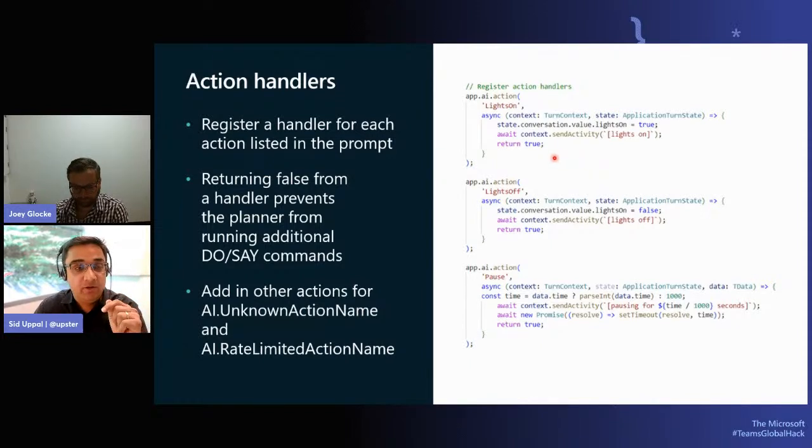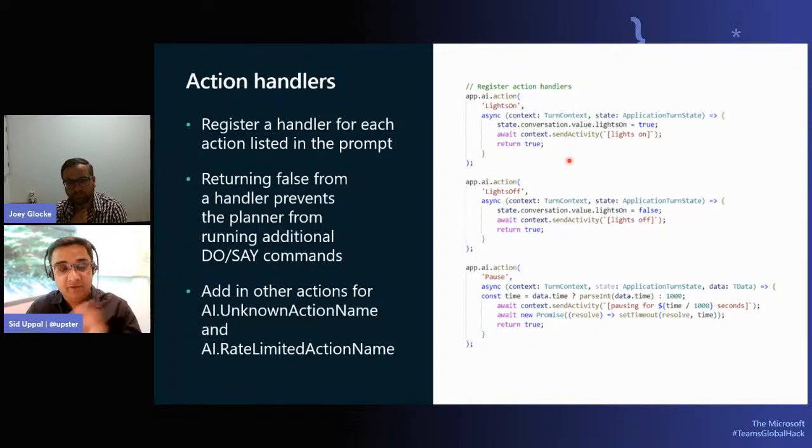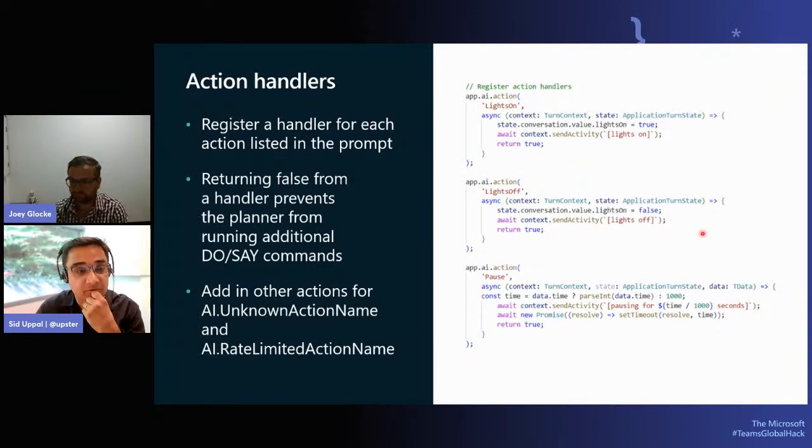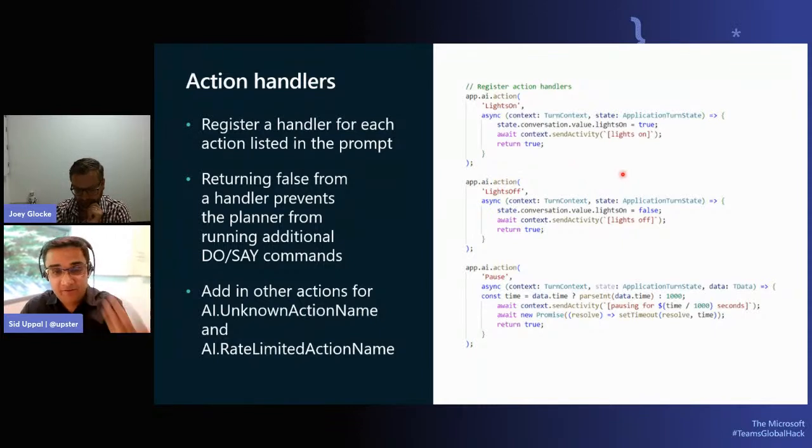The other thing I would point out is that the return value here decides whether the actions will be chained or not. If there's an action where you want the chaining to stop, you can just return false, and we would stop executing the subsequent actions the AI wants to be executed. So these are the three actions here: lights on, off, pause. Typically, these are the kind of actions you would have in your bot logic as well.